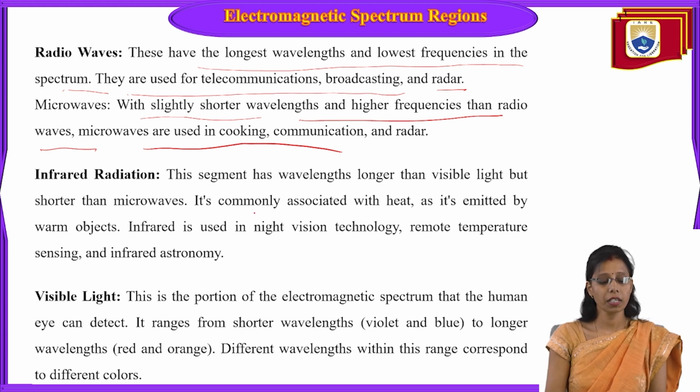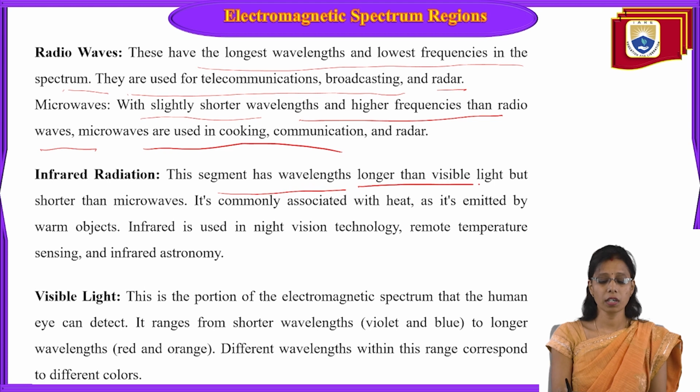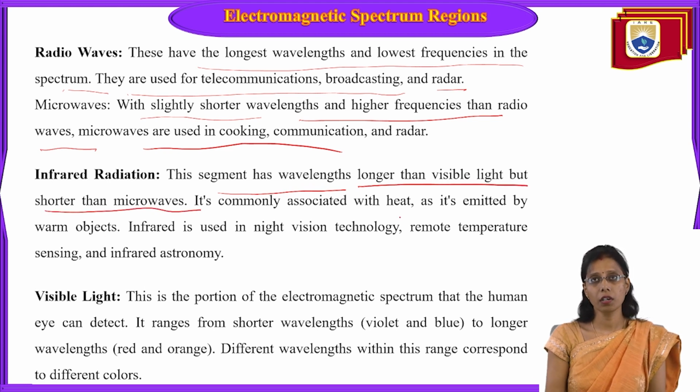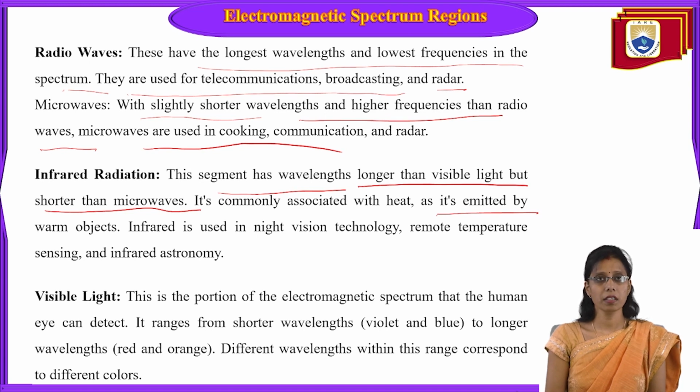Now next we have infrared radiation. So what is infrared radiation? This segment has wavelengths longer than visible light but shorter than microwaves. It is commonly associated with heat, and it is emitted by warm objects. Infrared is used in night vision technology, remote sensing of temperature, and infrared astronomy.